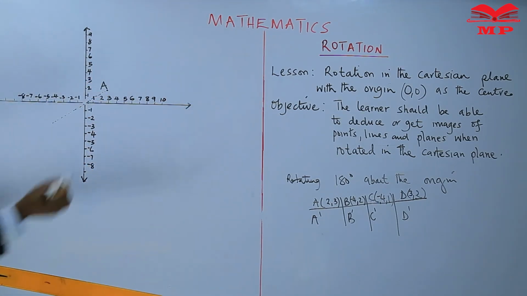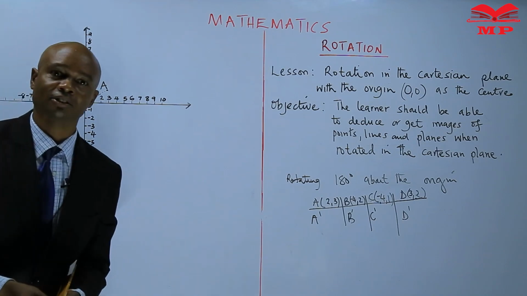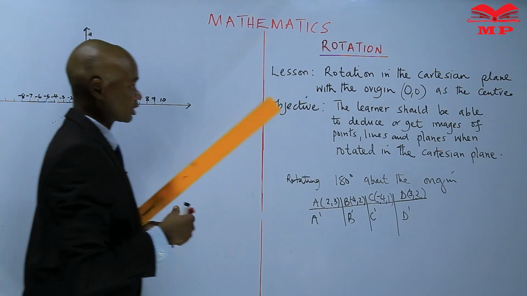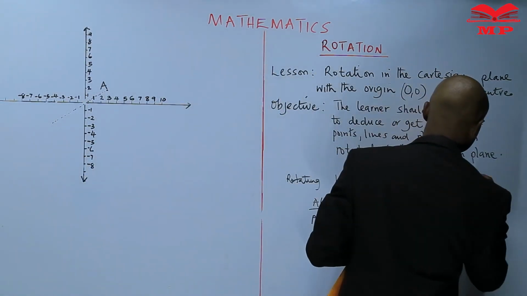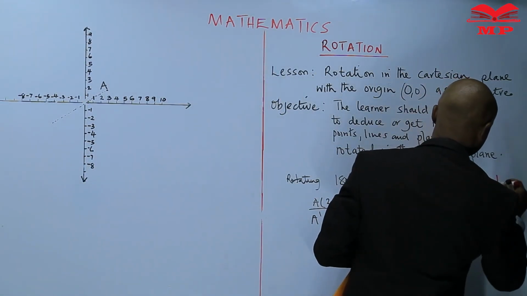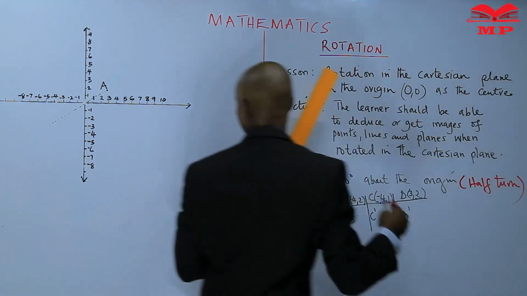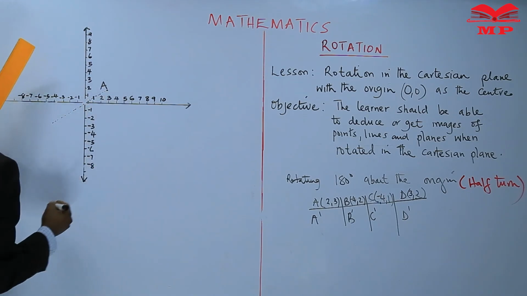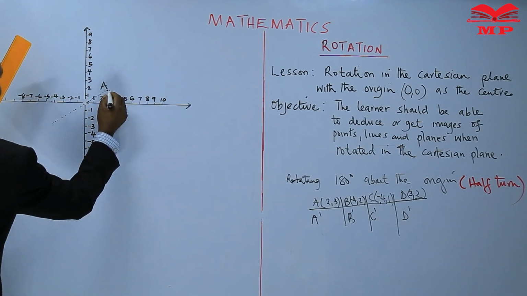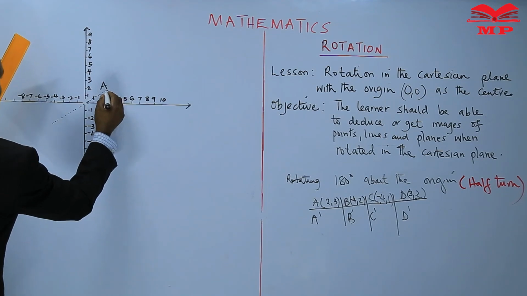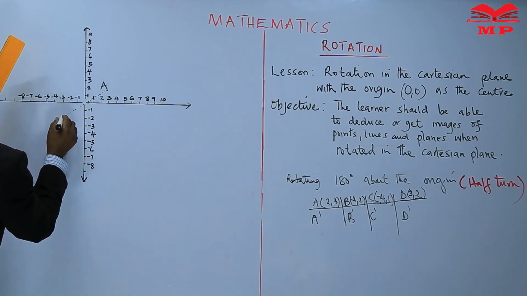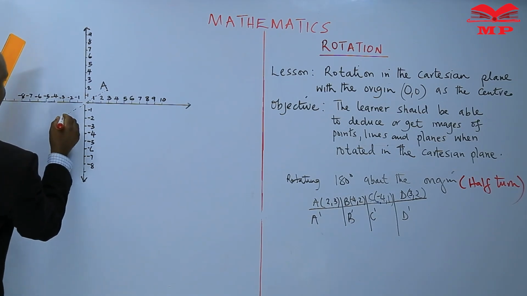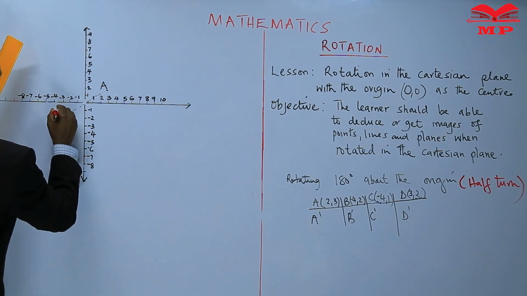It is like a half turn about the origin. So someone can also refer to this as a half turn. You'll find this distance will be the same. So here we had 3, 2. Here we shall have negative 3, negative 2. So you get our A prime there.